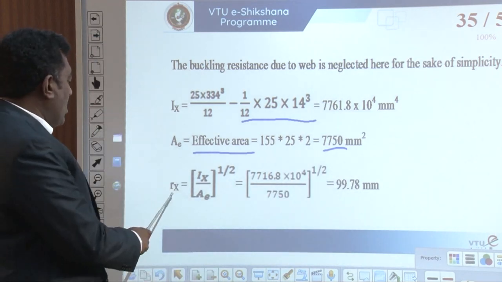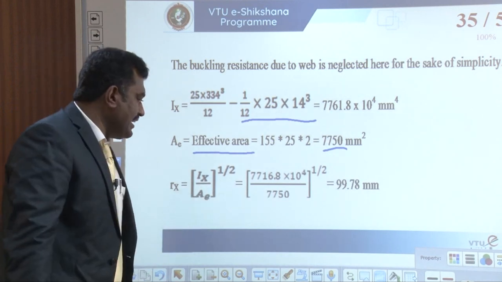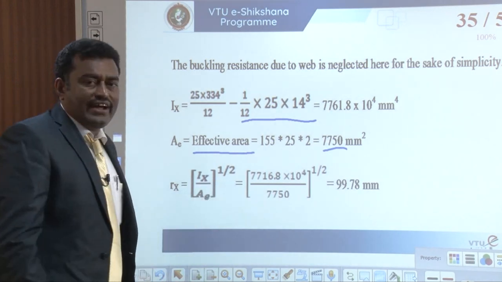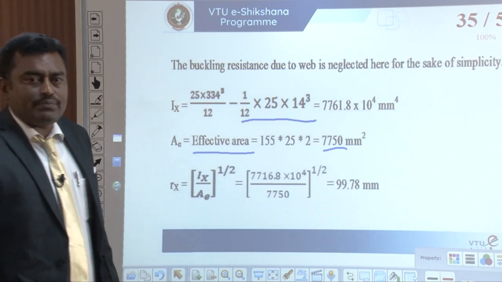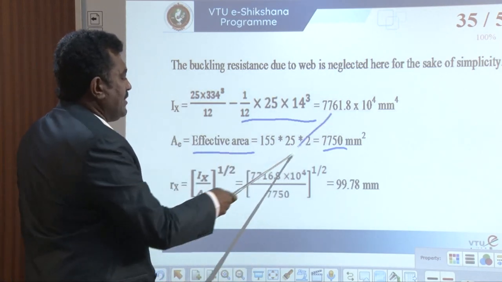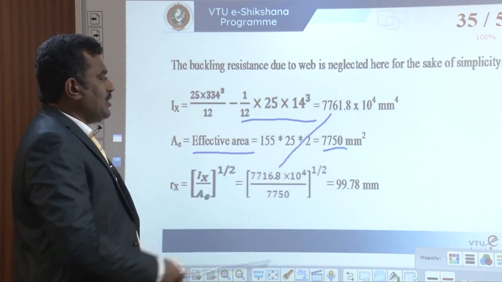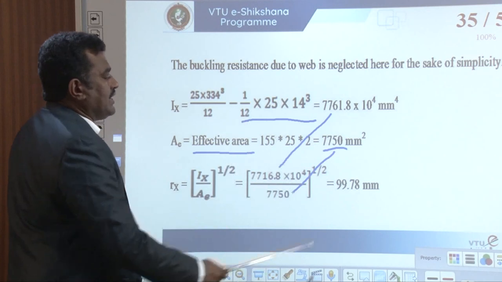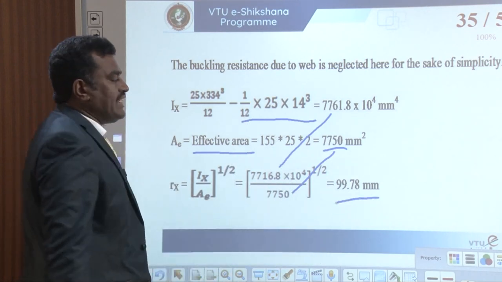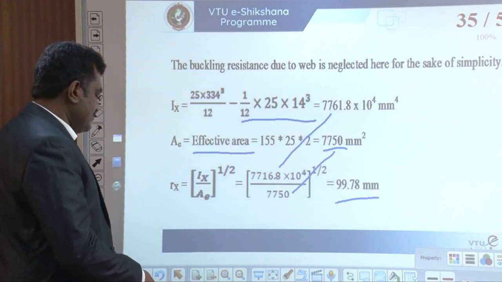Then, rx is equal to (Ixx divided by Ae) to the power of 0.5. You substitute that Ixx value, here this value is there. Then Ae is equal to 7750, this one. Then we get 99.78 mm. That is rx.